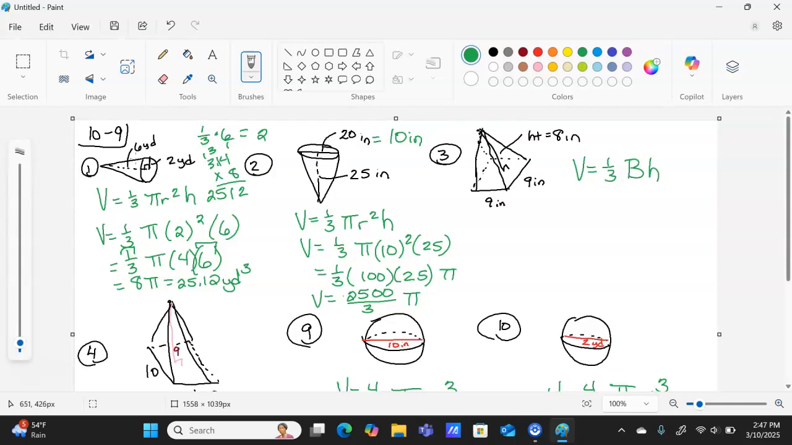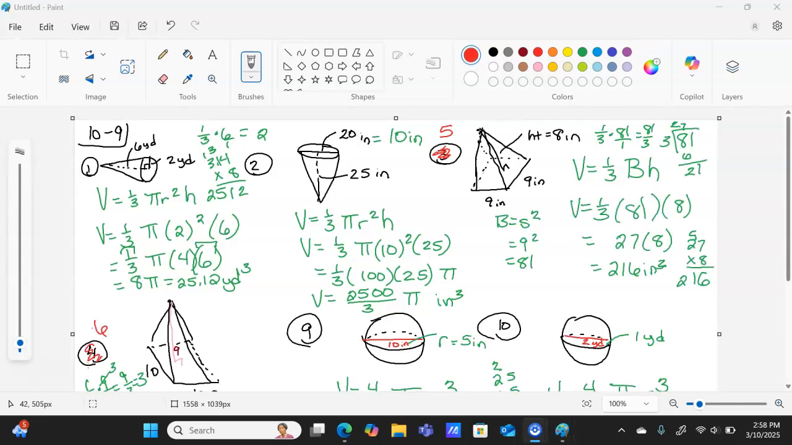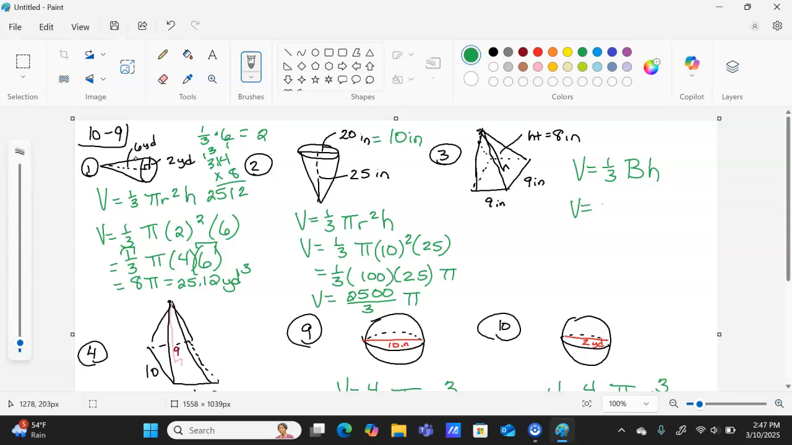And on this one, I told you you could leave your pi in. On number 3, it's not number 3, it's number 5. I had them numbered wrong. 1/3 area of the base. Well, the base is a square, so it's side squared. So we have 9 squared, which is 81. So 1/3 times 81 times a height of 8 inches.